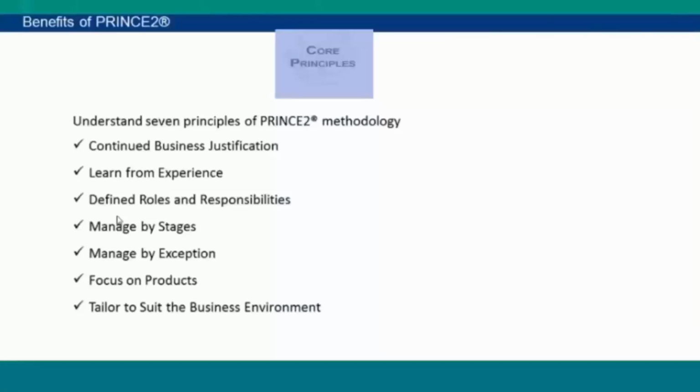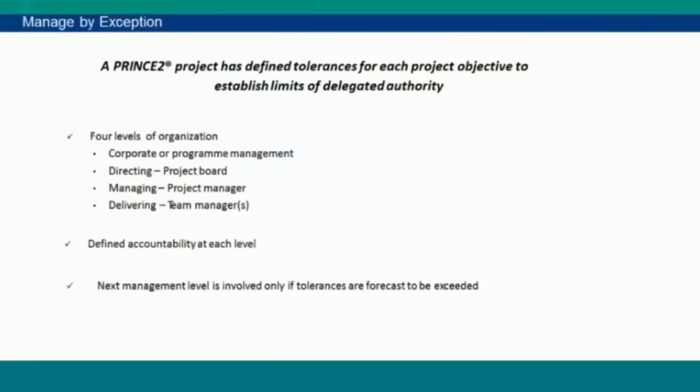Then manage by exception. So there are four levels according to PRINCE2. What are the four levels? First, we have the corporate level. Okay, so I can show you the levels here. These are the levels we have. Corporate level, that is called corporate or programme management. Directing level, that is also called the project board. Third, we have the managing level, that is called the project manager. Then we have the delivering level, that is called the team managers. These are the four main levels according to PRINCE2. So this is a kind of organization structure according to PRINCE2.